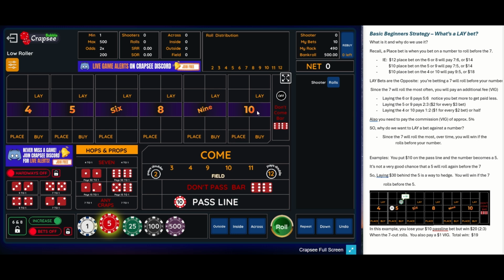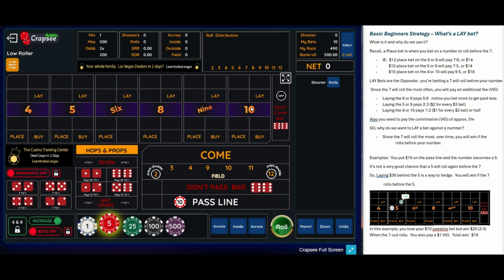What you could do then is put $20 behind the 10 and it pays 1 for 2, so it would pay $10 if a 7 comes up. So if the 10 comes up, you'd win your pass line. If the 7 comes up, you would win your lay bet of $10 minus your VIG. So you could hedge against the 7 coming out, or 7 rolling. So that's one example of why you want to do a lay bet.